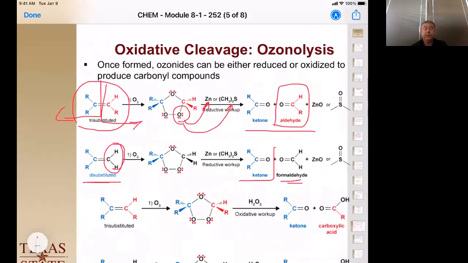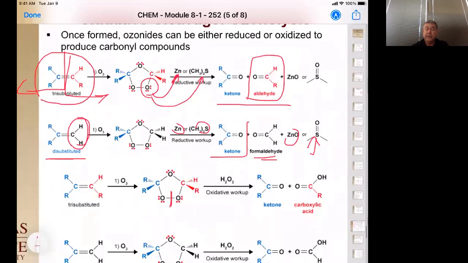If we use the reductive workup, we transfer that oxygen to the other species. But what if you don't use that? Well, we don't get rid of this extra oxygen and it ends up staying on our substrate, and we end up with the carboxylic acid. The electrons kick in here to form your carbonyl, the hydrogen gets transferred to the oxygen there, and we end up with the carboxylic acid.